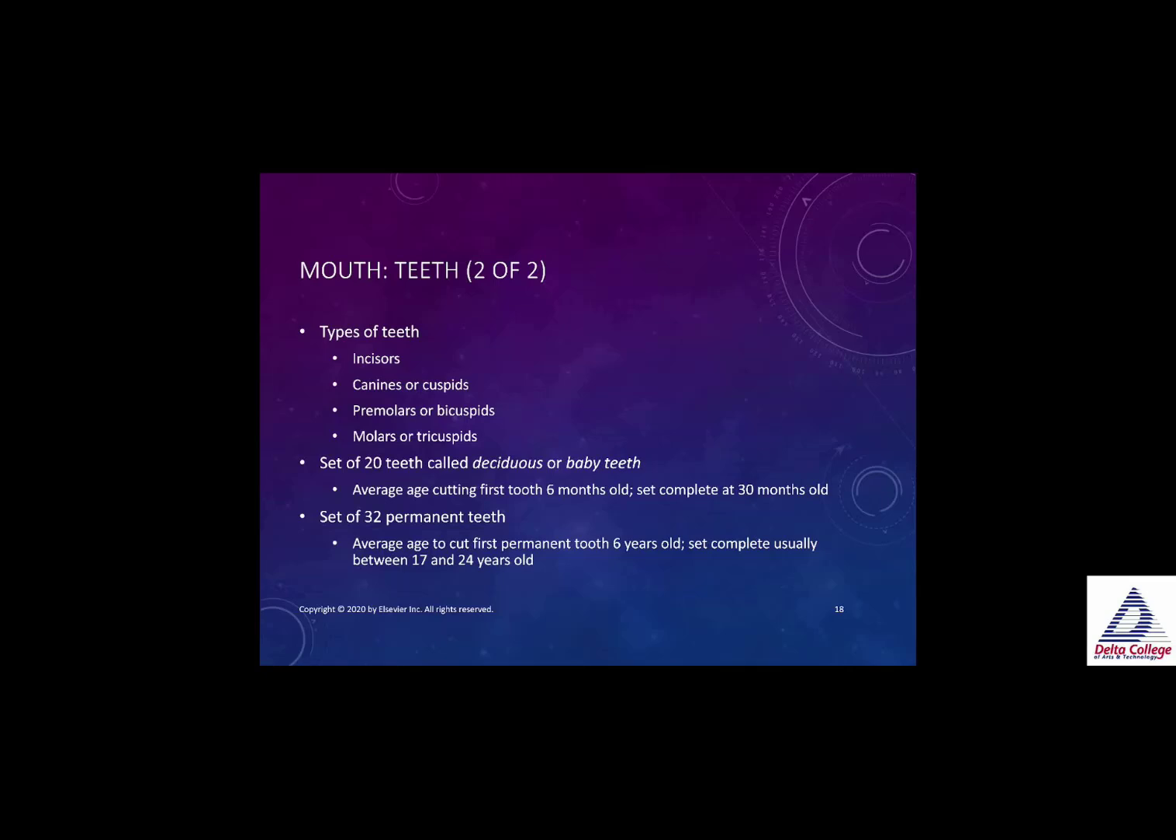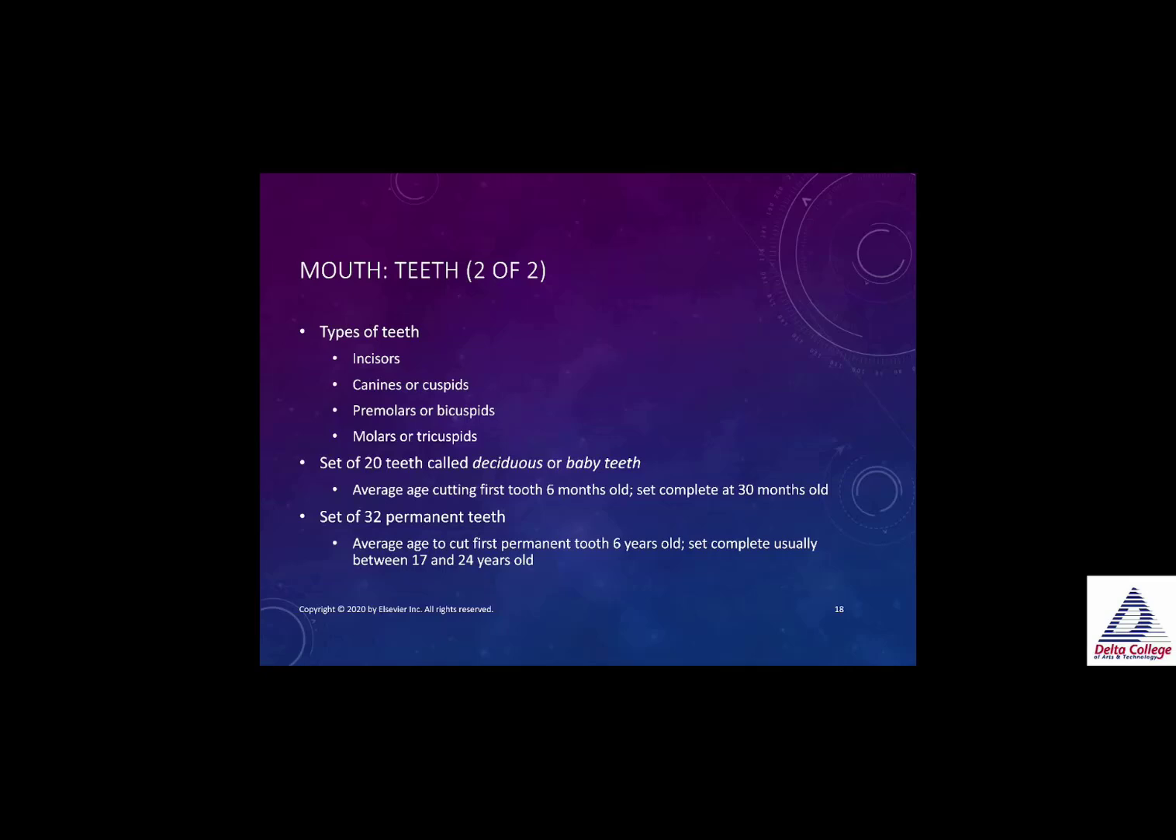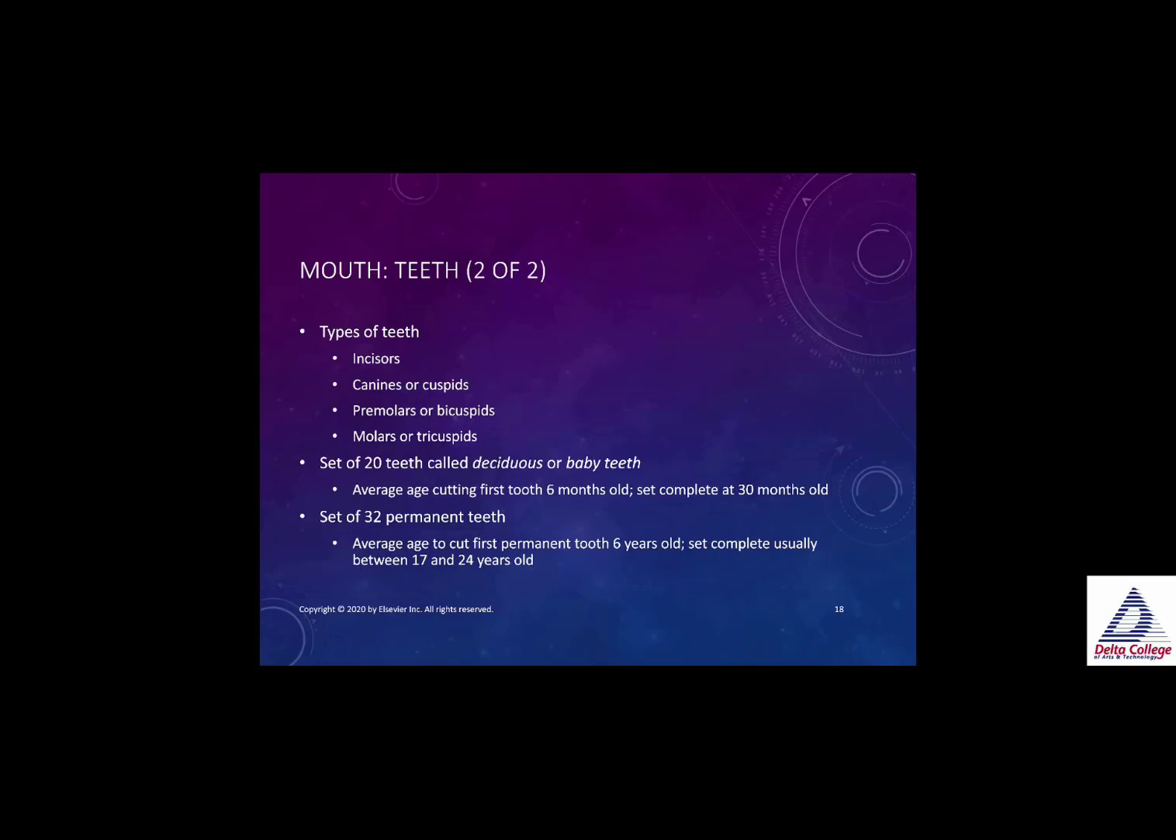Now, we have different types of teeth. We have incisors, we have canines or cuspids, we have premolars or bicuspids, and we have molars or tricuspids. There's a set of 20 teeth called deciduous or baby teeth. The average age of cutting the first tooth is about 6 months old, and the set is completed at about 30 months. Then, as we age, we get our 32 permanent teeth. The average age to cut the first permanent tooth is around 6 years old, and the set is completed usually between 17 and 24 years old.